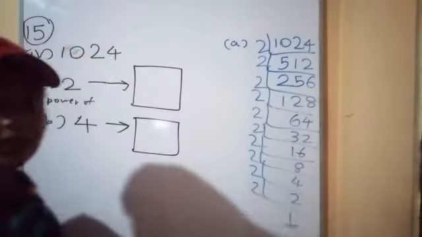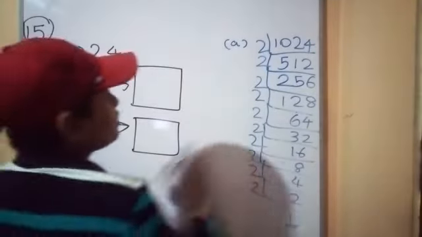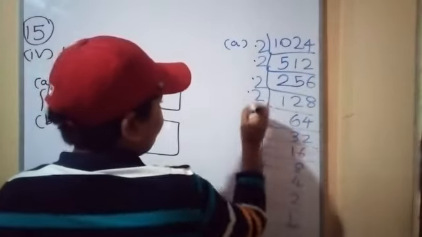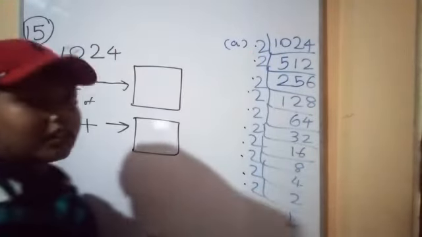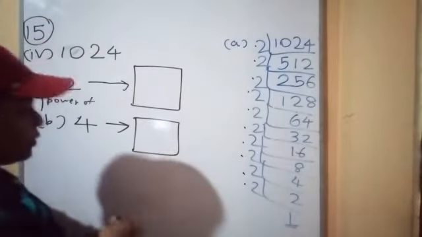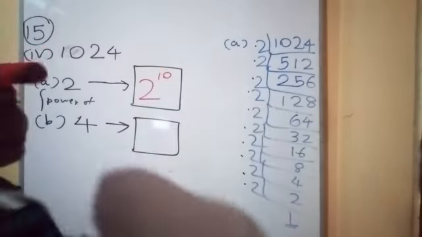Oh, very big one. Now there are 1, 2, 3, 4, 5, 6, 7, 8, 9, 10. There are ten 2's. So 2 to the power, the index is 10.